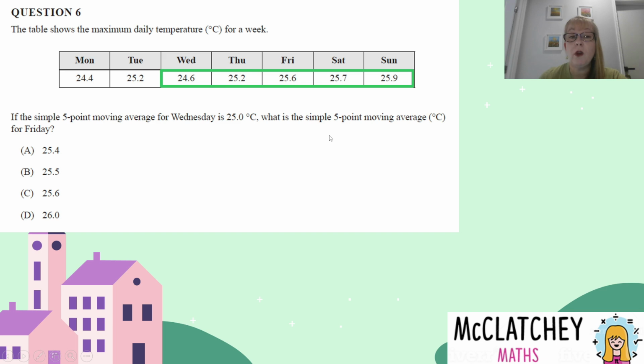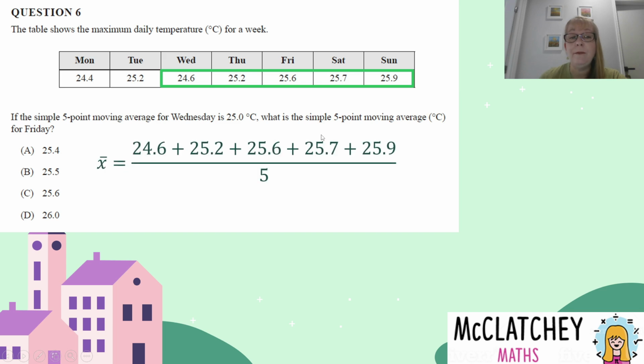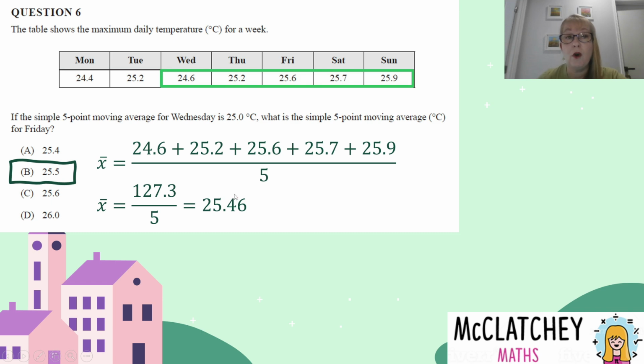Okay, so what I need to do is add those numbers together to find x bar, which is the average, and divide it by 5. And if I add those together, I'm going to get 127.3 divided by 5. And that means my temperature is going to be 25.46. Now you'll notice that my options here all have 1 decimal place. So I'm going to have to round that to the nearest one and do my rounding properly, which means that the answer is going to be B. If I round that incorrectly, I'm going to end up with A and get the answer wrong.